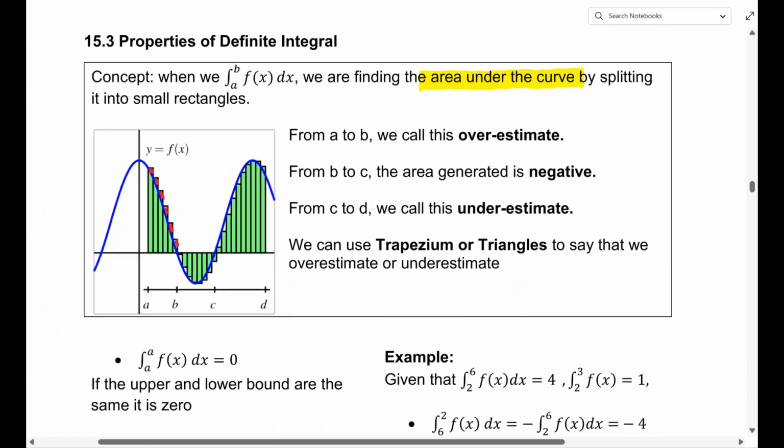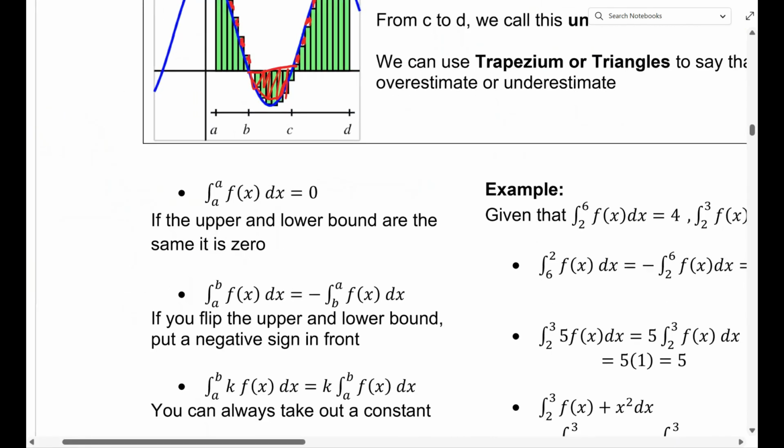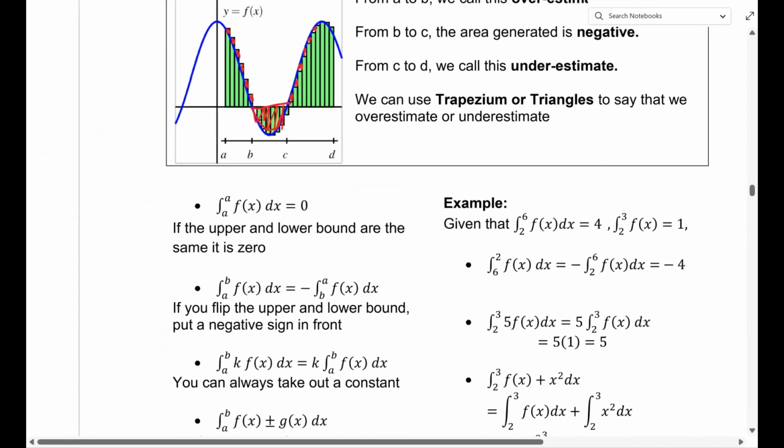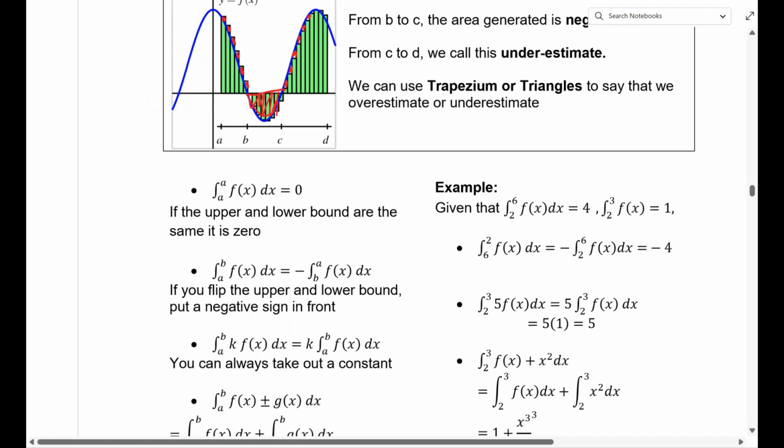From B to C, the area generated will be negative because this is an area under the x-axis, which will give you a negative value. And from C to D, there will be an underestimation as there are gaps between the small rectangles and the actual curve, so there's area that's not been accounted for. Therefore, we can use trapezium or triangles to say that we overestimate or underestimate the area under the curve. Next are the list of properties of definite integrals that students should be able to familiarize themselves with and know when to use accordingly.